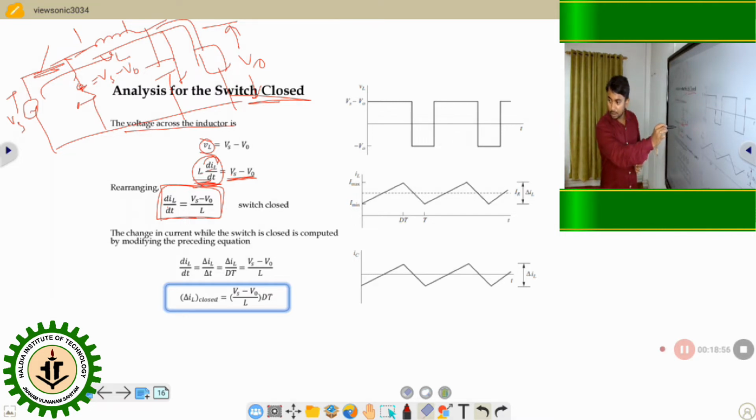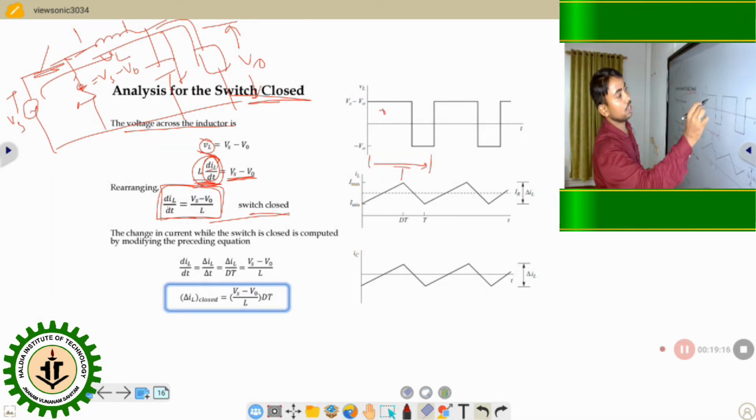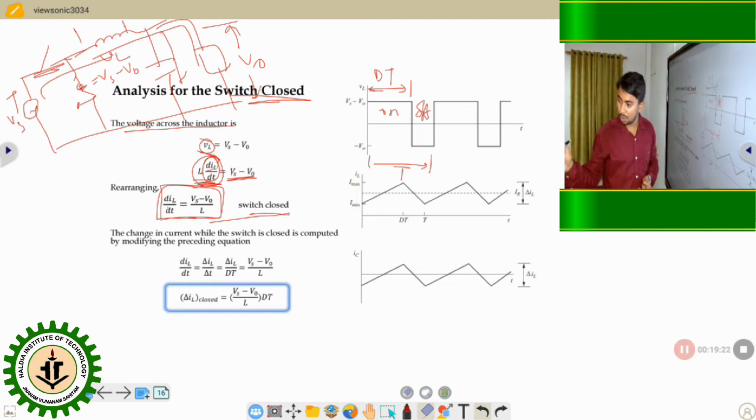Now, when the switch is closed, what will be the time? As I previously told, this time period is called T, the total time period. Here the switch will be on, and here the switch will be off. When the switch is closed, this time is called dT, and when the switch is open, this time is called 1 minus D into T. Clear?